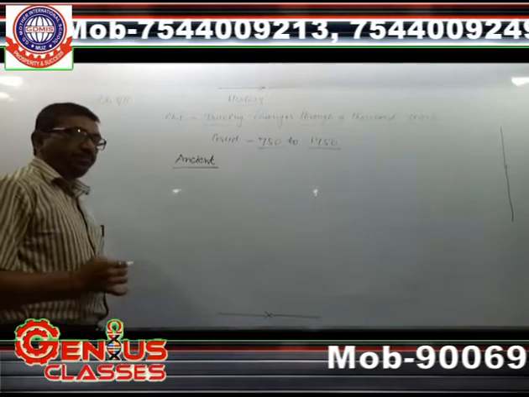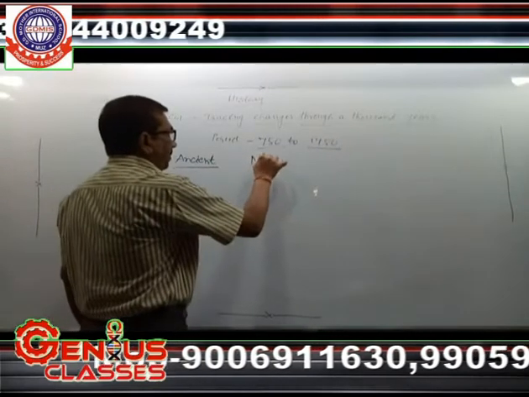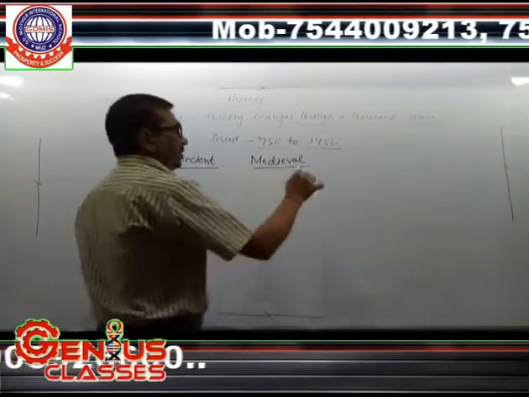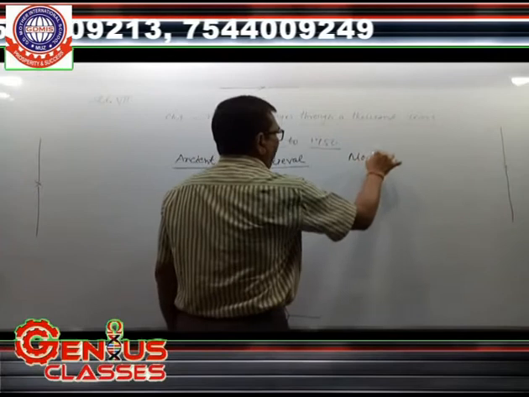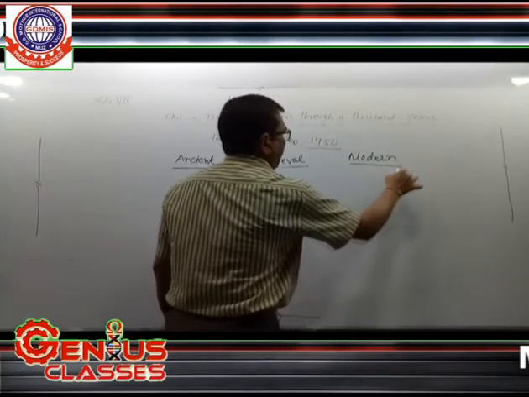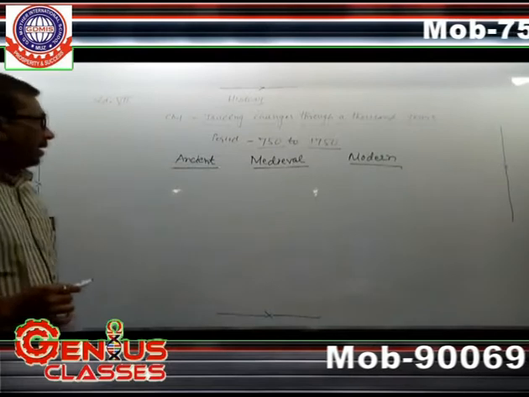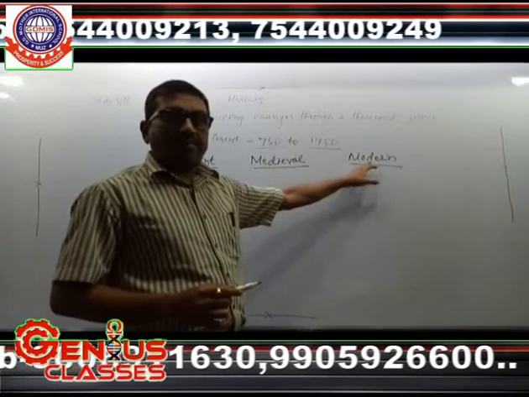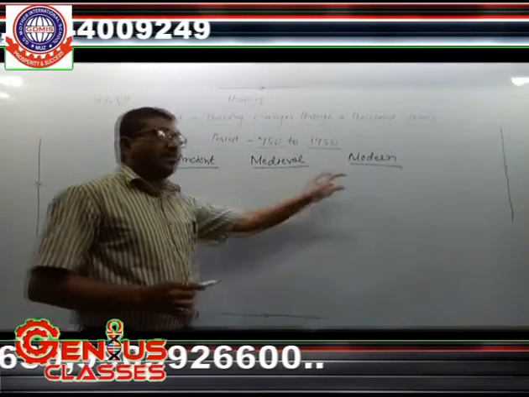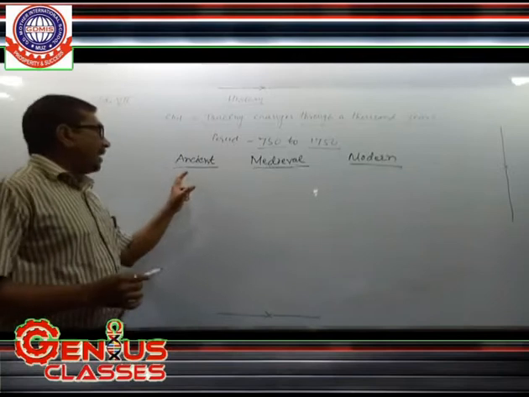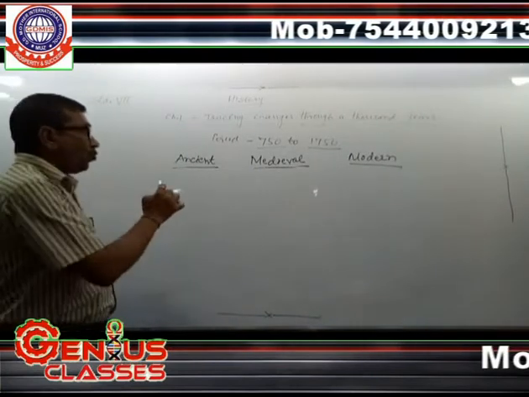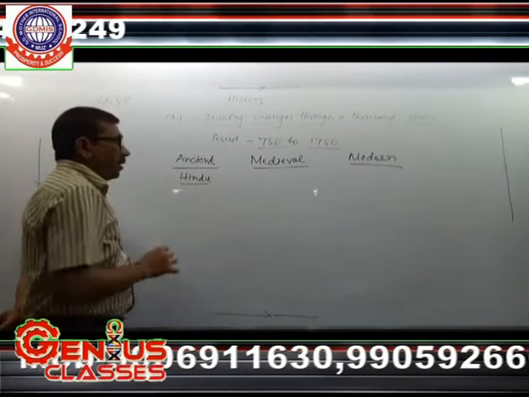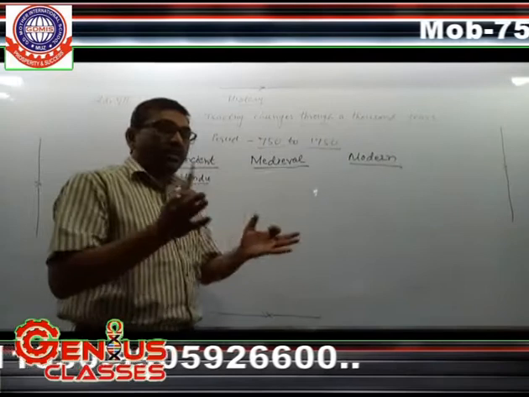What are these? One was ancient period, then medieval period, then modern period. Ancient period, medieval period and the modern period. What are the basic differences? Roughly we take the ancient period as the rule of Hindus. It was the rule of Hindus, means rulers were Hindu.